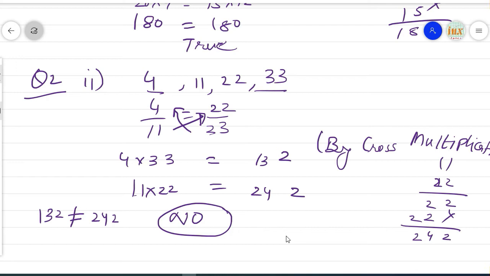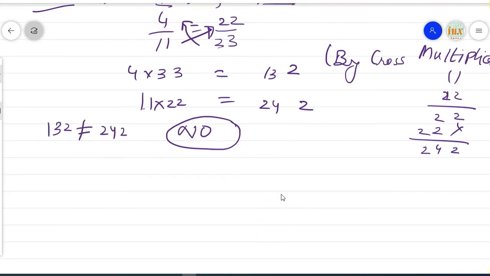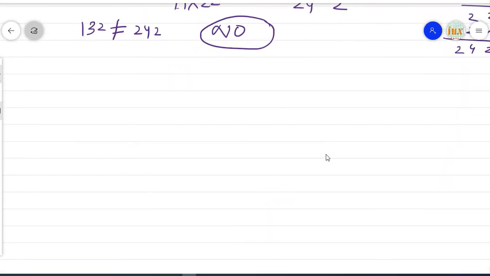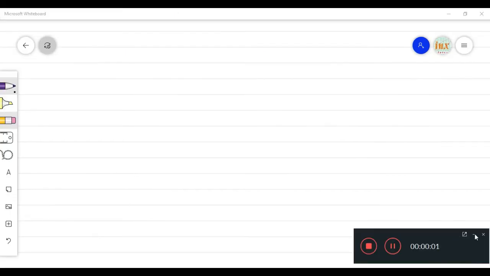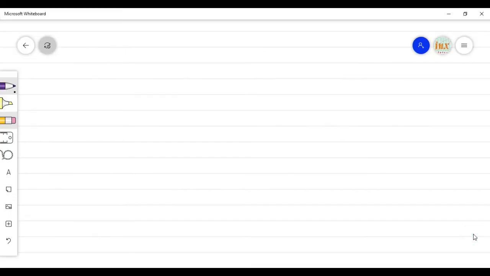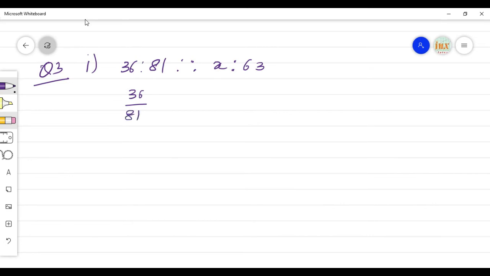So by cross multiplication or by cross product rule. Okay. So now we move on to question number 3, part 1. So we have 36 is to 81 as x is to 63. You can write it like 36 upon 81 is equal to x upon 63.